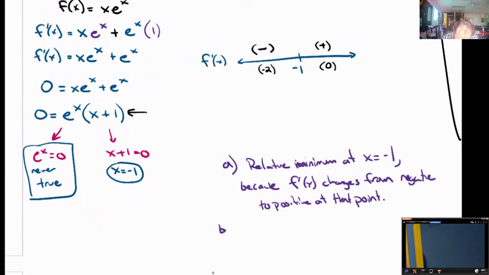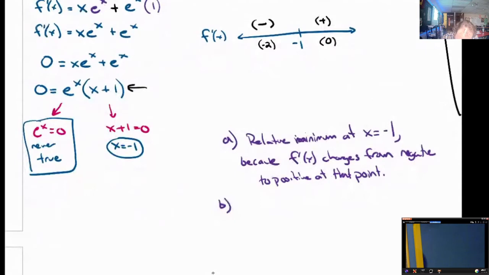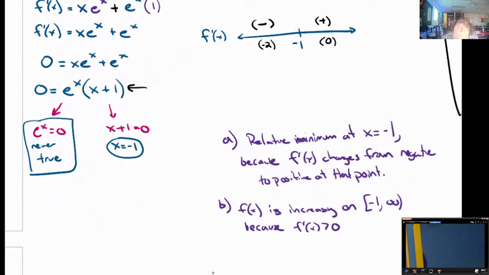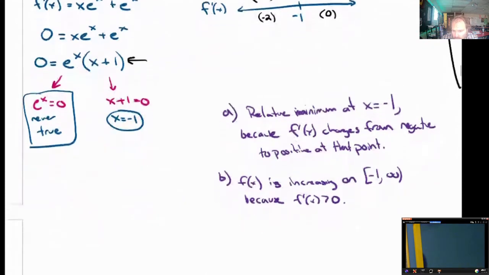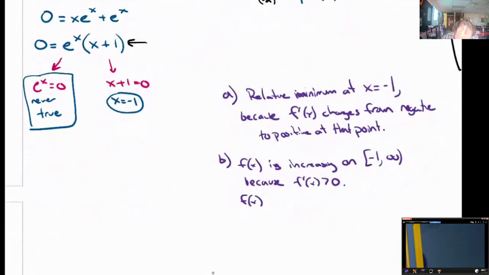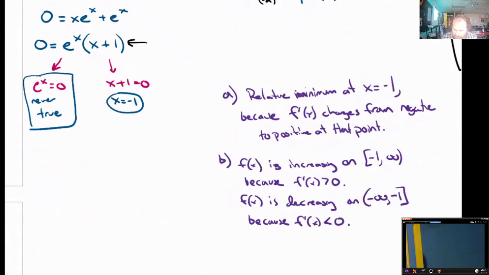Question B is asking us for where it's increasing and decreasing. We can answer that question right now too. F of x, the original function, is increasing on the range from negative 1 to infinity, because f prime of x is greater than 0 on that range. And the opposite is also true. F of x is decreasing on the domain from negative infinity to negative 1. Again, because the derivative, f prime of x, is less than 0 on that range.